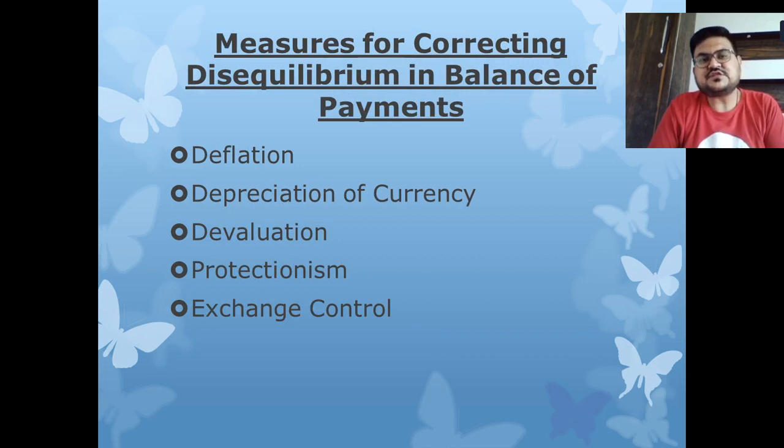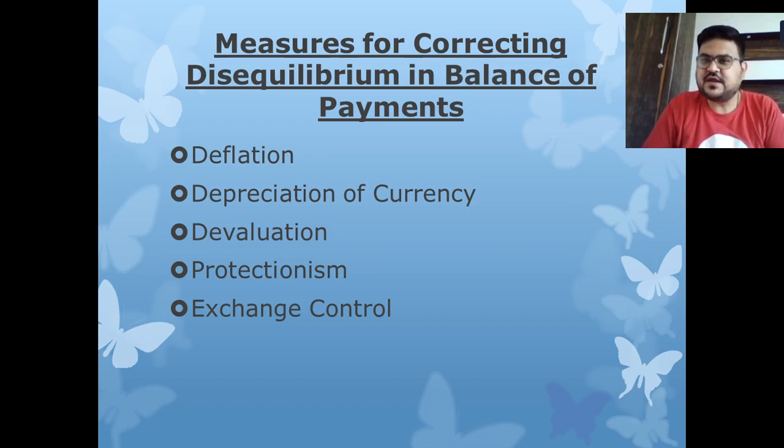Now, what are the measures for correcting this disequilibrium? How can we maintain control? What are the different methods of managing this disequilibrium in the balance of payments? So the best option is deflation. Let us start reducing the prices. This will help us keep control, a correction measure, in the balance of payments.